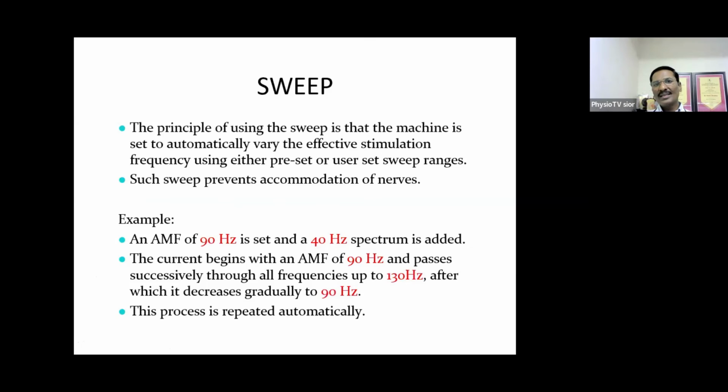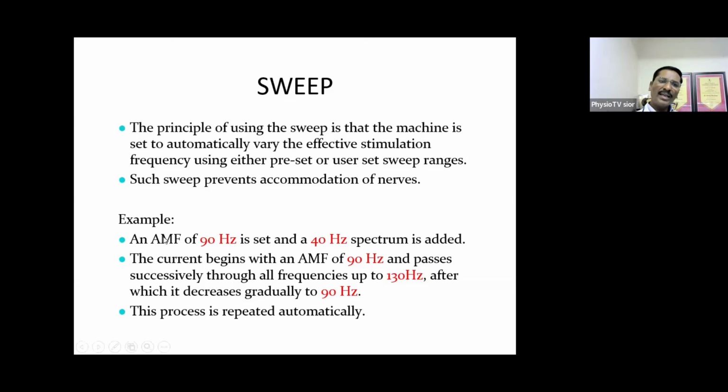Let us try to understand the parameters used in interferential current. This is very interesting and everybody should understand this. Here sweep is one of the parameters which we need to understand. The principle of using the sweep is that the machine automatically varies the effective stimulation frequency using preset or user setup ranges. Such a sweep prevents accommodation in the nerves.